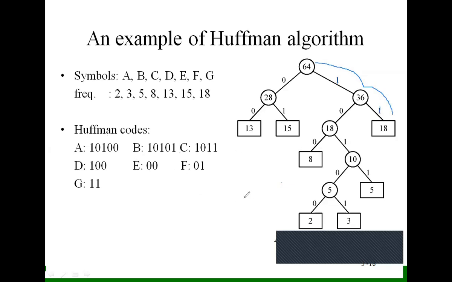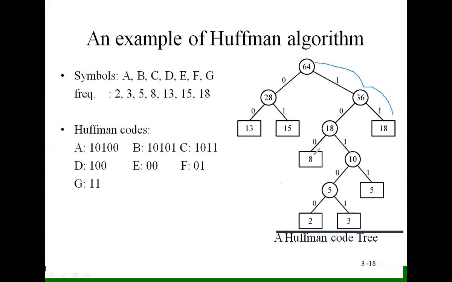Now I want to see the code for C. Check here, C8. See, this is a leaf node. This one is for C. Now check the path from the root node 64. Come here, come here. Move in this path. This is 1. This is 0. This is 0. The code is 1, 0, 0. Check this code.